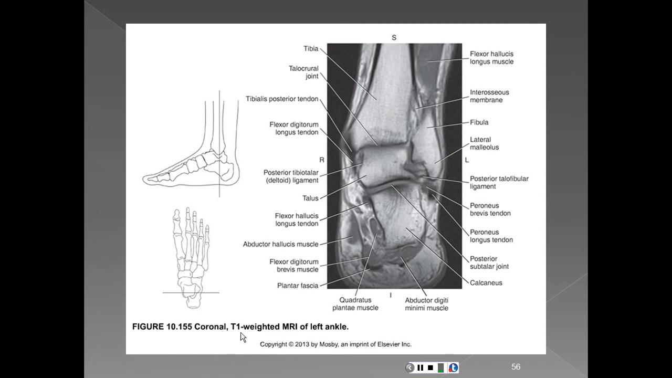So, coronal T1 weighted MRI of the left ankle again. Get yourself familiar with the orientation. We're going straight down the leg here, so we have a good shot of the tibia, fibula, talus, calcaneus. We understand that. Abductor digiti minimi muscle, plantar fascia. This is what the heel spur is when it calcifies. Okay, abductor hallucis muscle, abductor. So it's going to pull it away from the body, abducted.